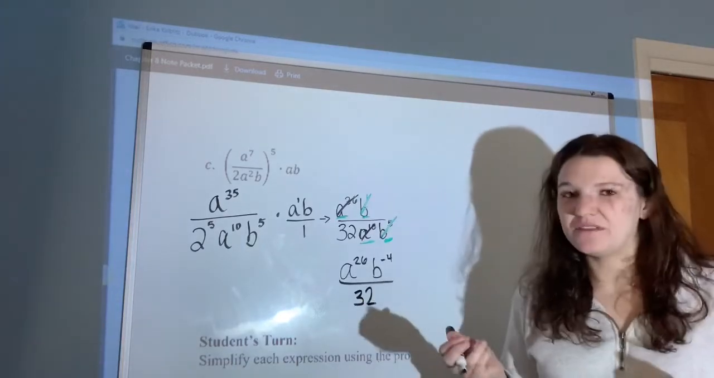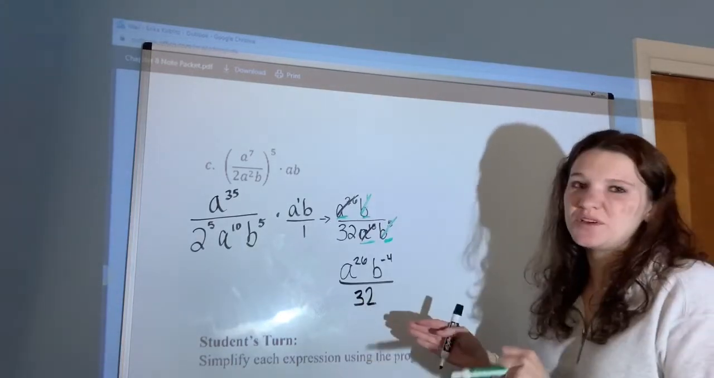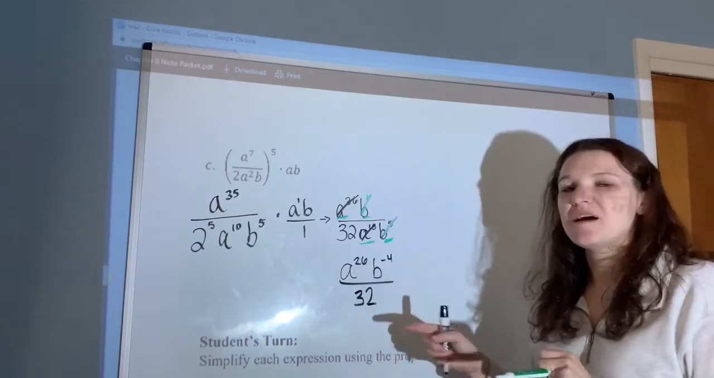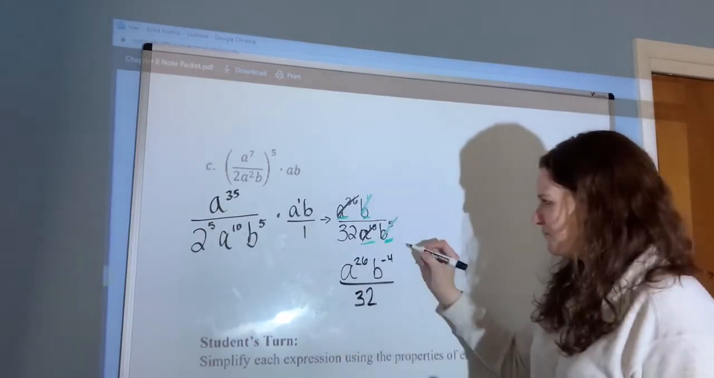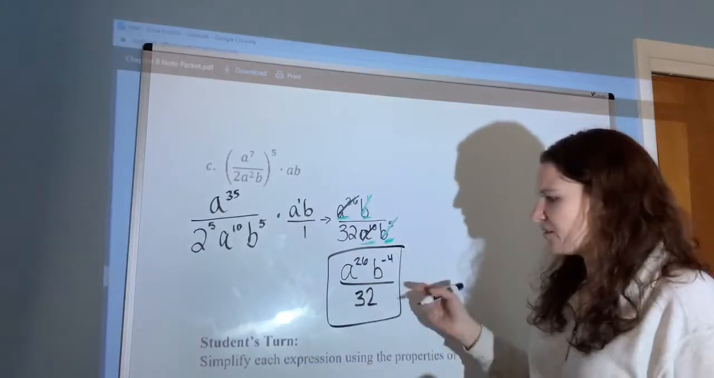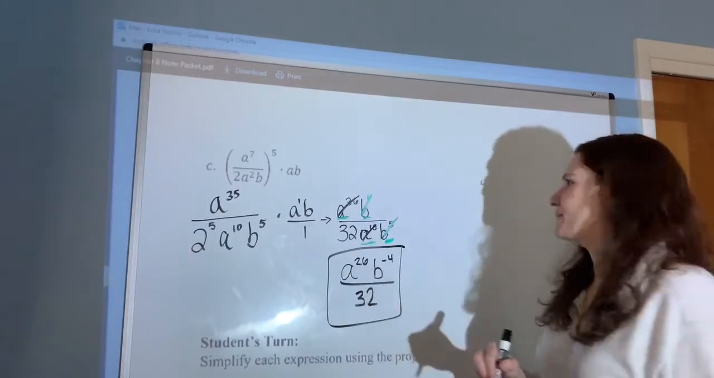Now I will tell you that this is not completely simplified because you can't have negative exponents, but that's what we're going to learn in the next lesson. So we'll just keep it like that for now. It's okay if you had a 1 in the front here, but you don't need it.